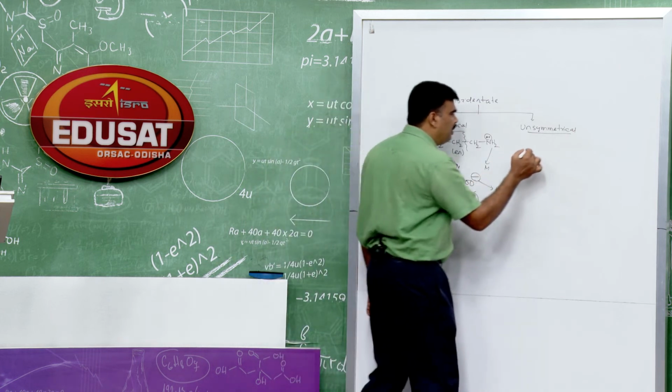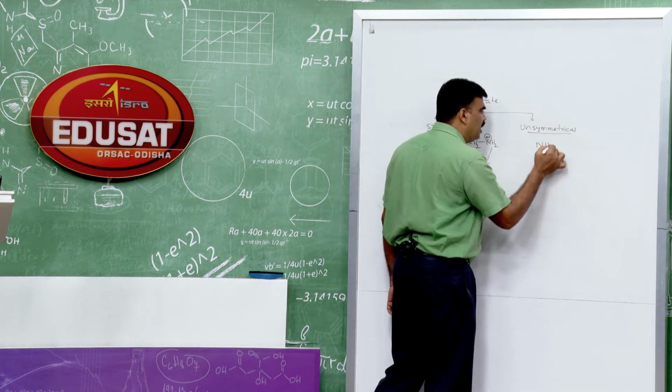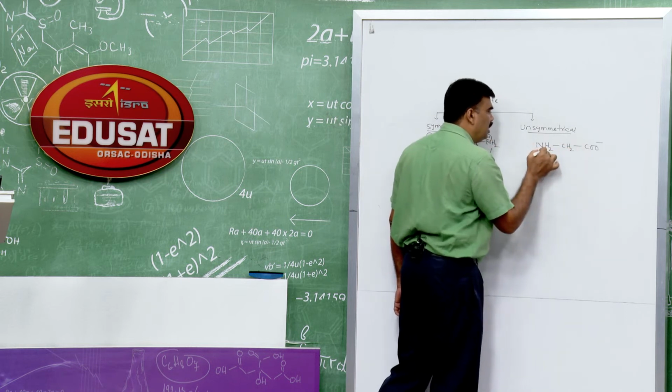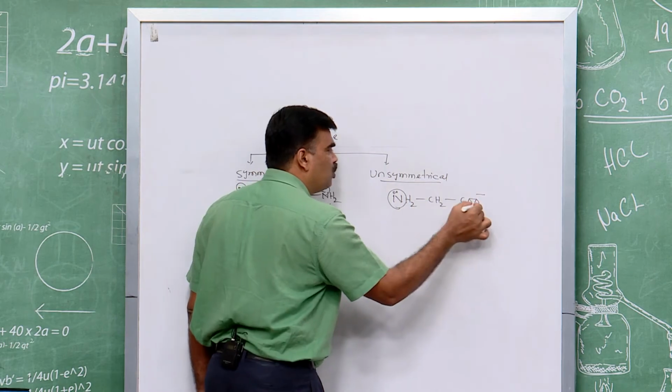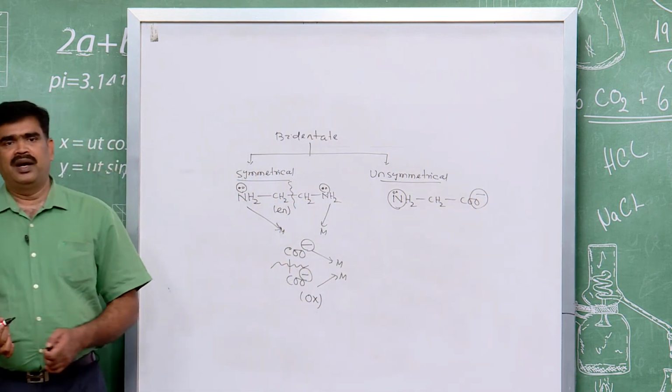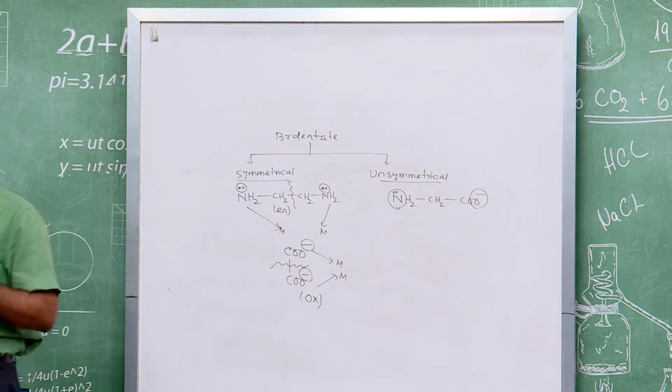So unsymmetrical is your glycinate. It is also a bidentate ligand. You see here it is a donor atom, it is also a donor atom, but you cannot cut them into 2 equal halves, so they are bidentate ligands but unsymmetrical.